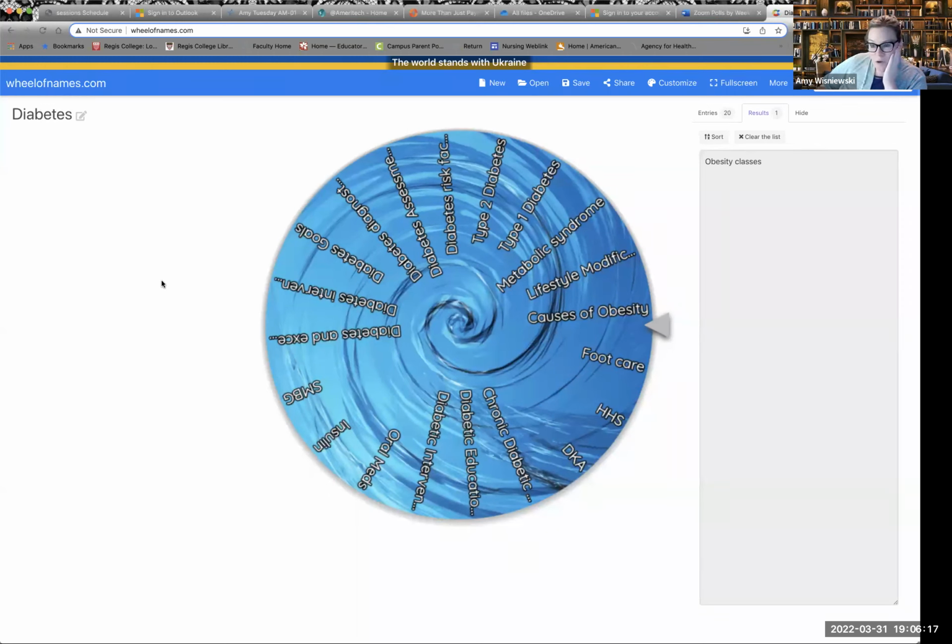Glyburide, no alcohol with that. 30 minutes before eating is the ideal dosage time for that med. Major side effect for both of these meds: hypoglycemia. Absolutely. It'll do its job too good and we'll have low blood sugar.